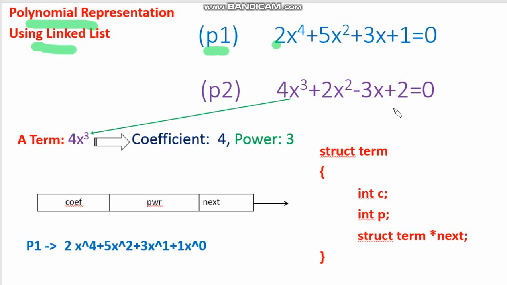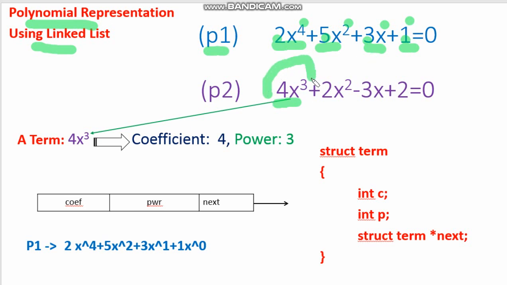a second polynomial. Now when you look at the polynomial, let me call each of these a term. Each term has a coefficient and a power. So let's take this polynomial. The coefficient here is 2, power is 4. Here coefficient 3, power is of course 1. Here coefficient is 1, power is 0.